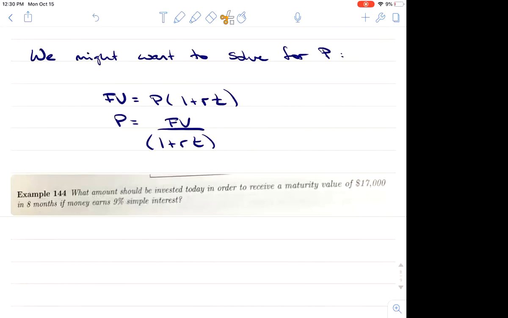What amount should be invested today in order to receive a maturity value of $17,000 in 8 months if money earns 9% simple interest?